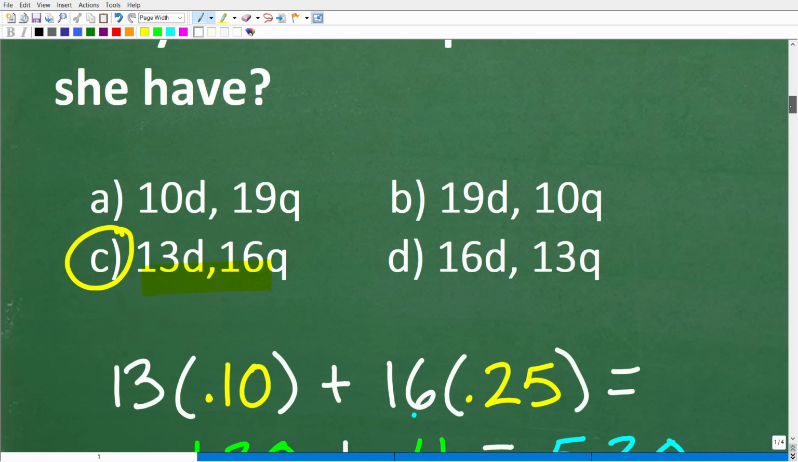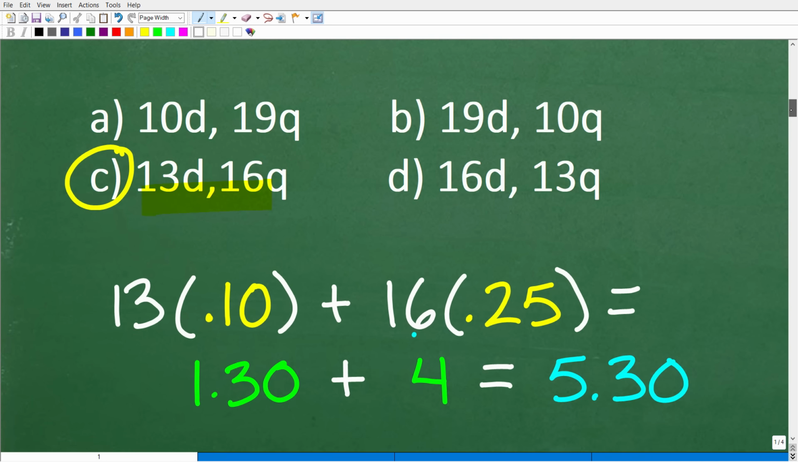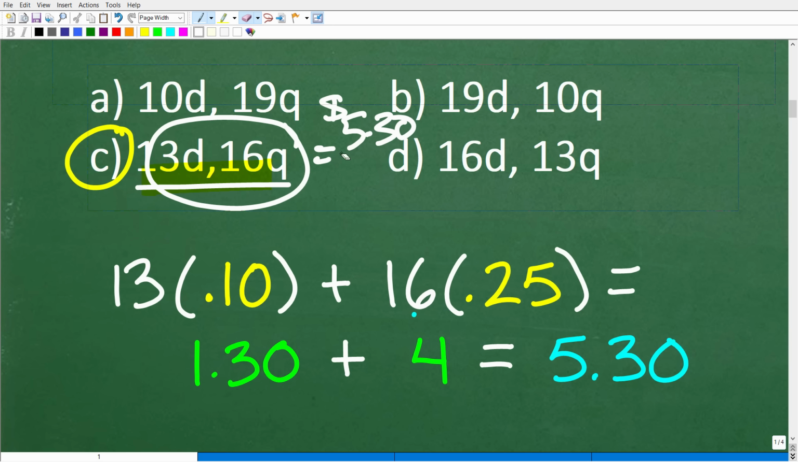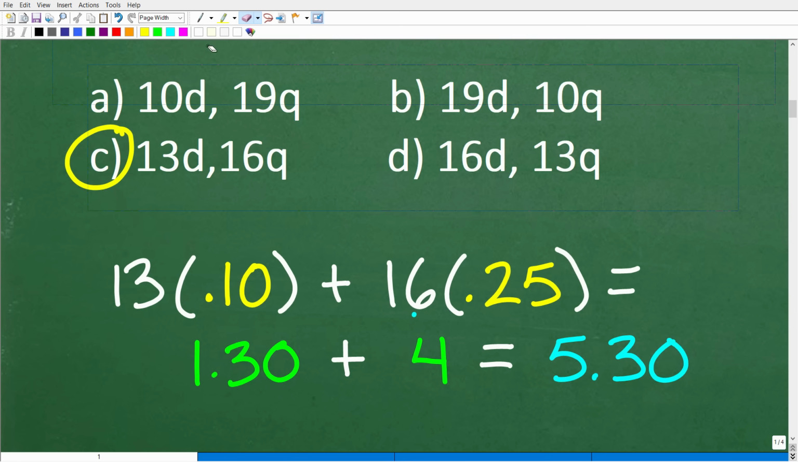In other words, let's just take a look at the correct answer, C. So 13 dimes and 16 quarters, is the entire value of 13 dimes and 16 quarters worth $5.30? Well, it is because we can check the answer, right? So in other words, a dime is worth 0.10 of a dollar. Now, if you don't know that, that's an understandable reason why maybe you couldn't have figured out the solution here, but I'll explain this in just 1 second.